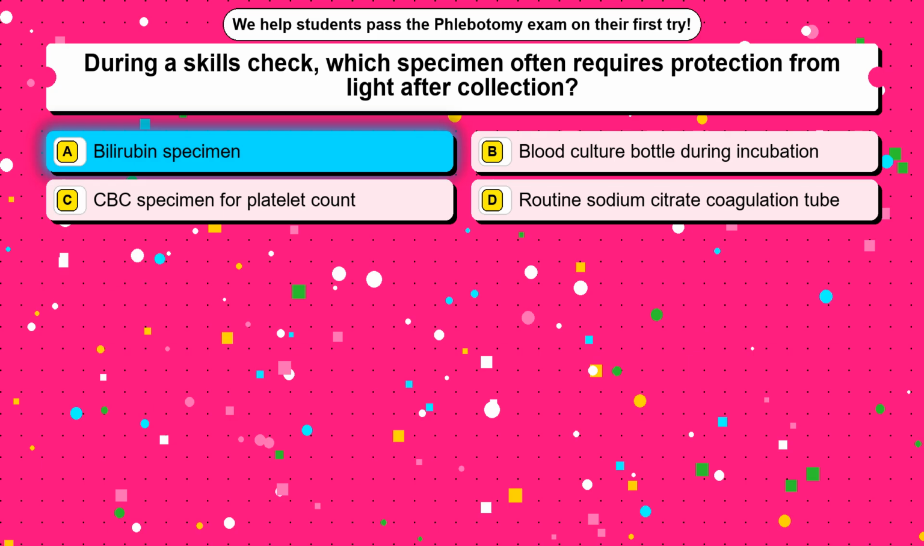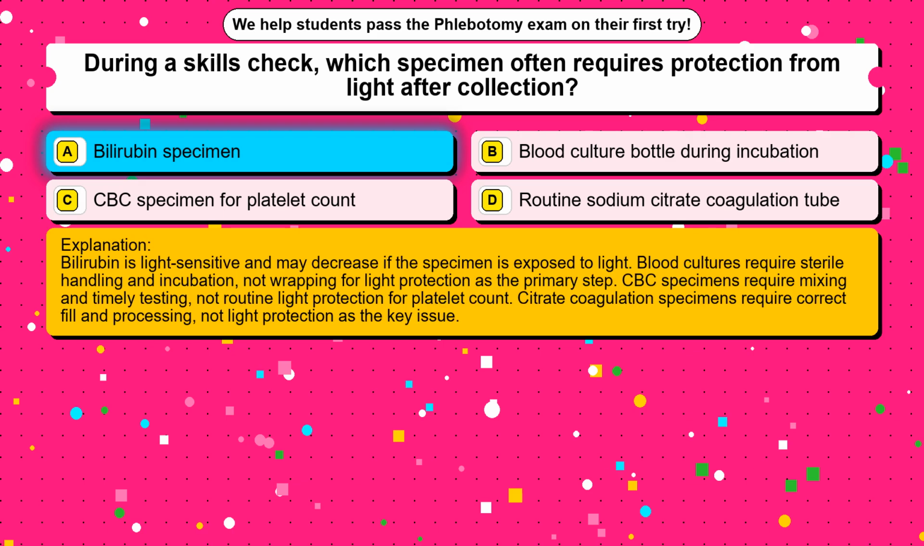The correct answer is option A. Bilirubin specimen. Bilirubin is light sensitive and may decrease if the specimen is exposed to light. Blood cultures require sterile handling and incubation, not wrapping for light protection as the primary step. CBC specimens require mixing and timely testing, not routine light protection for platelet count. Citrate coagulation specimens require correct fill and processing, not light protection as the key issue.